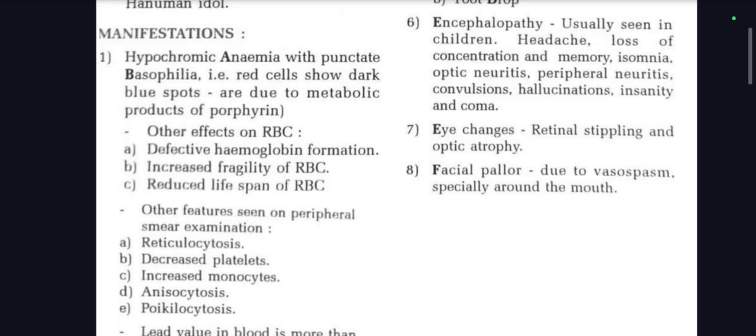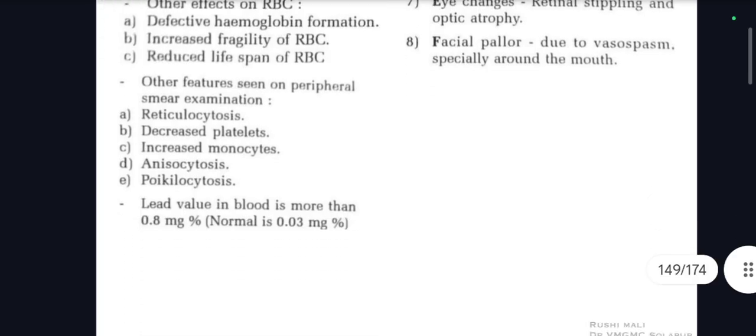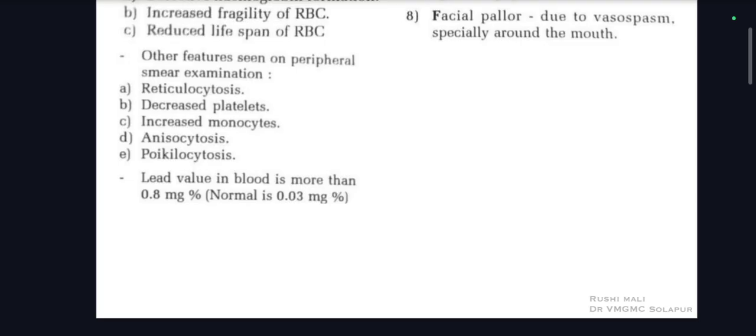These are due to metabolic products of porphyrin. Now, what are the other effects on RBCs? Number one, defective Hb formation, increased fragility of RBC, and reduced lifespan of the RBC. What are the other features which are seen on peripheral blood smear? Number one, reticulocytosis, decreased platelets, increased monocytes, anisocytosis, poikilocytosis.